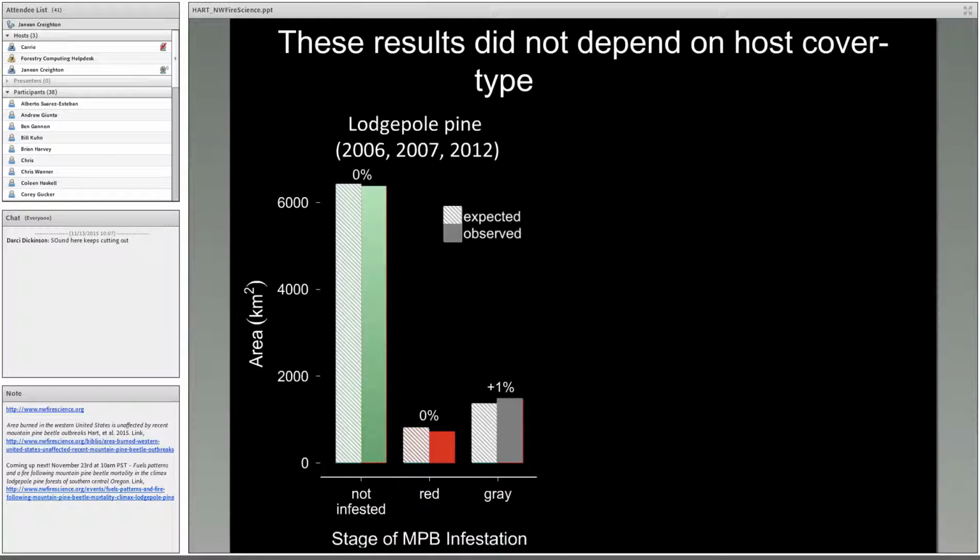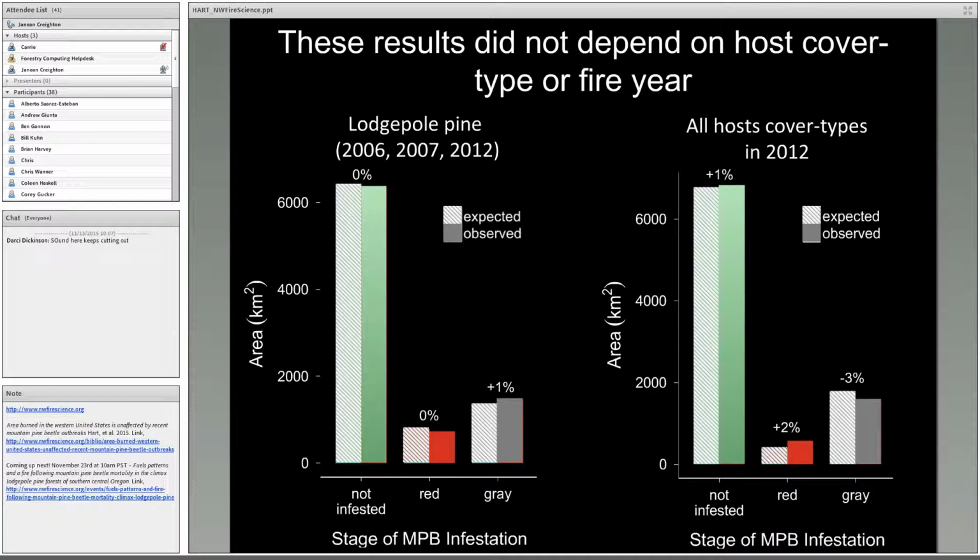And these results didn't really depend on host cover type. So here, this is the same type of graph where stage of infestation is on the x-axis, and on the y-axis is the area burned. And this is just showing lodgepole pine cover types for these combined 2006, 2007, and 2012 years. And again, the expected and observed values are very similar.